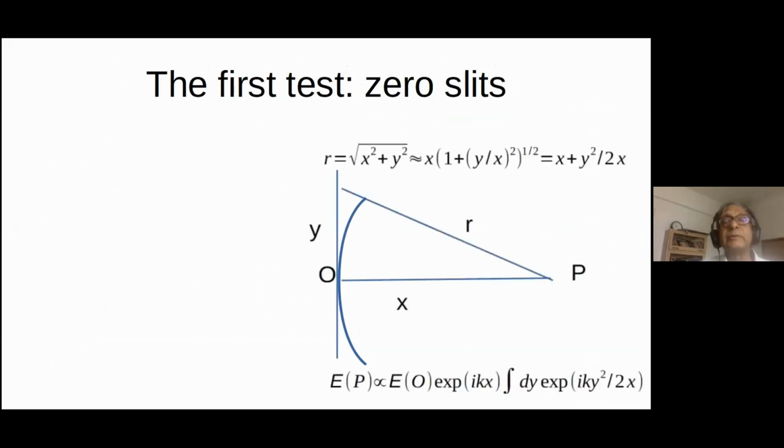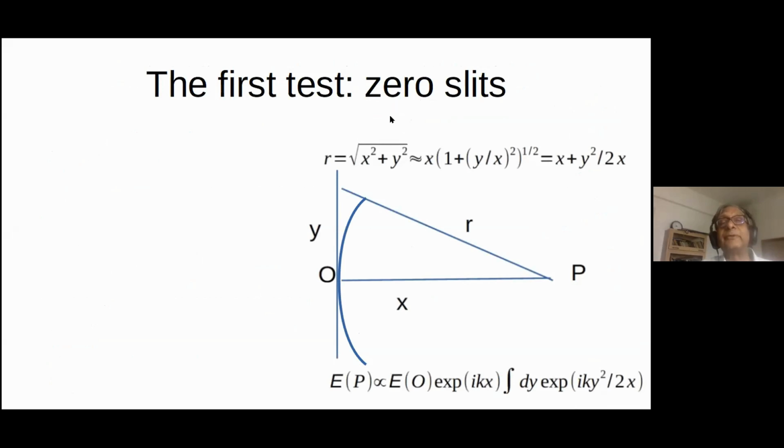So now, since we have at least approximately justified Huygens principle, let us check whether it gives sensible answers in two cases. The first case I call zero slits.